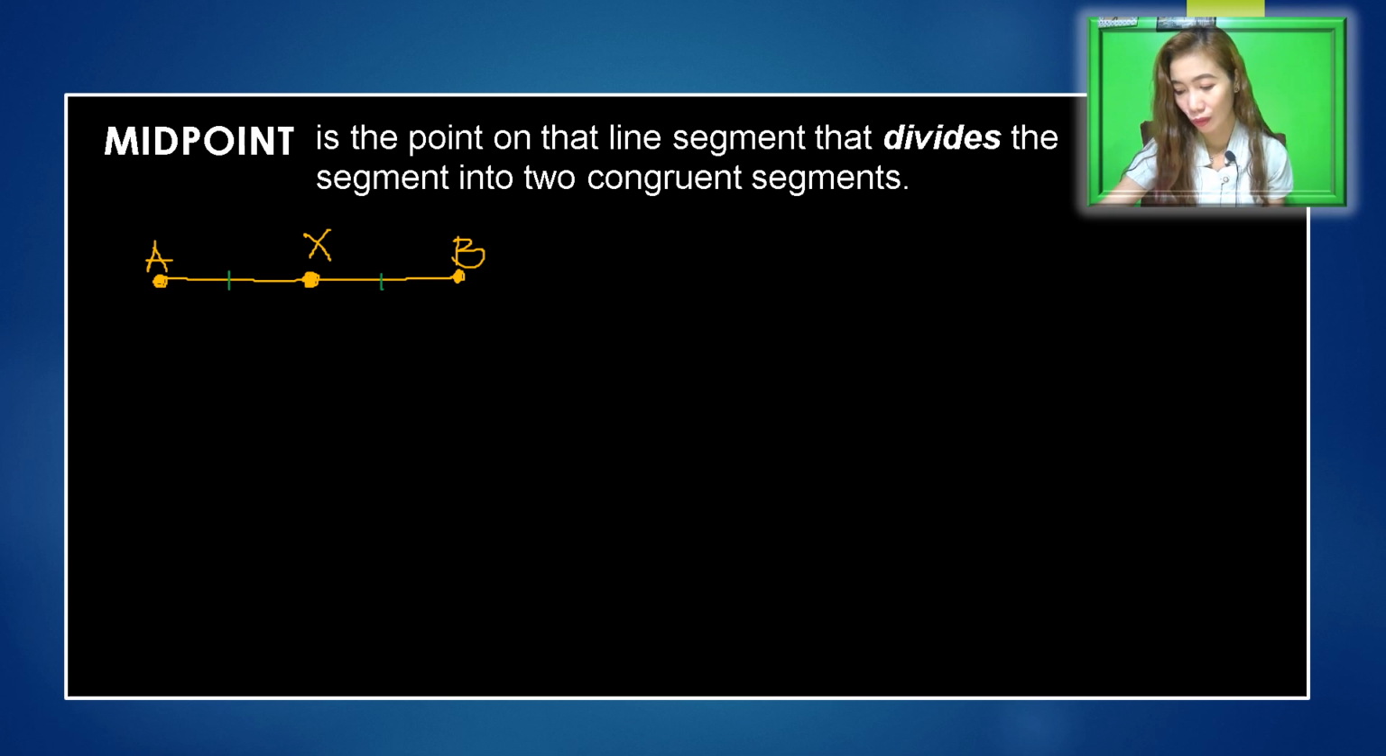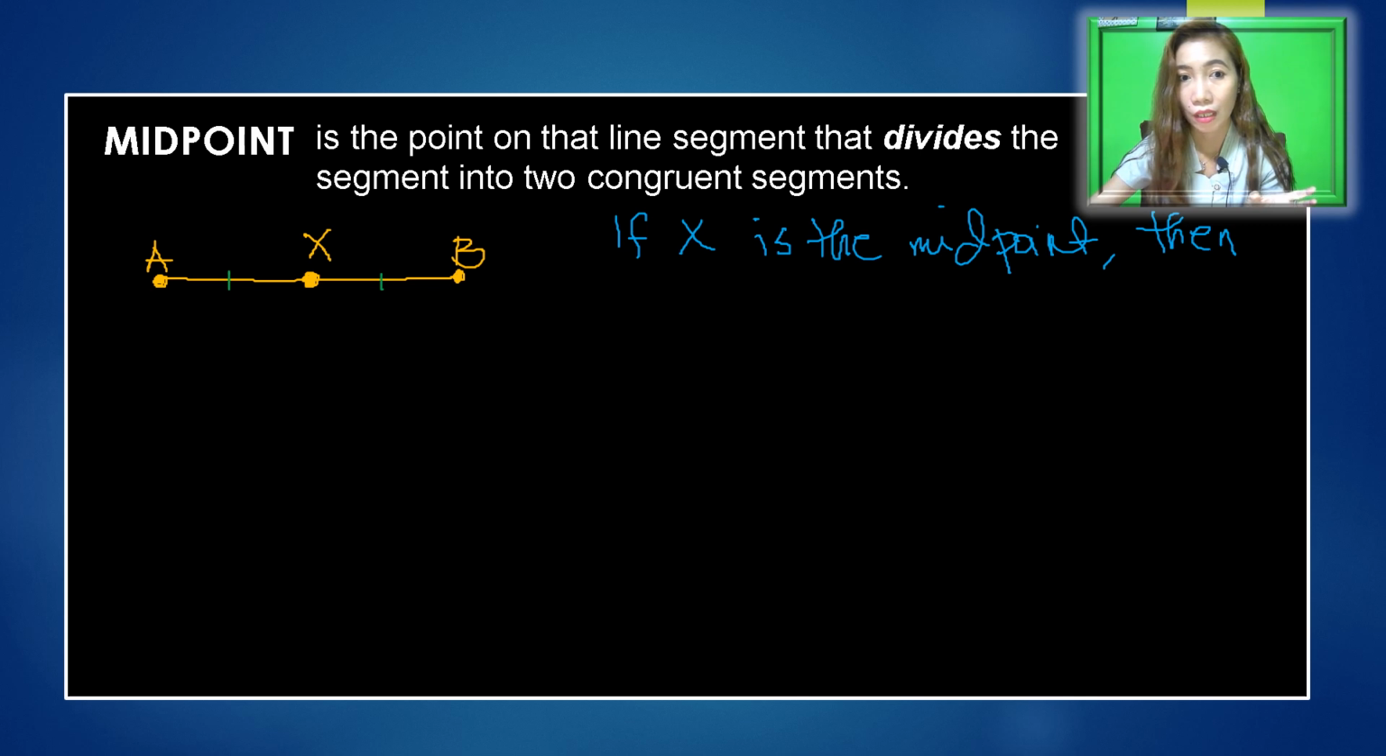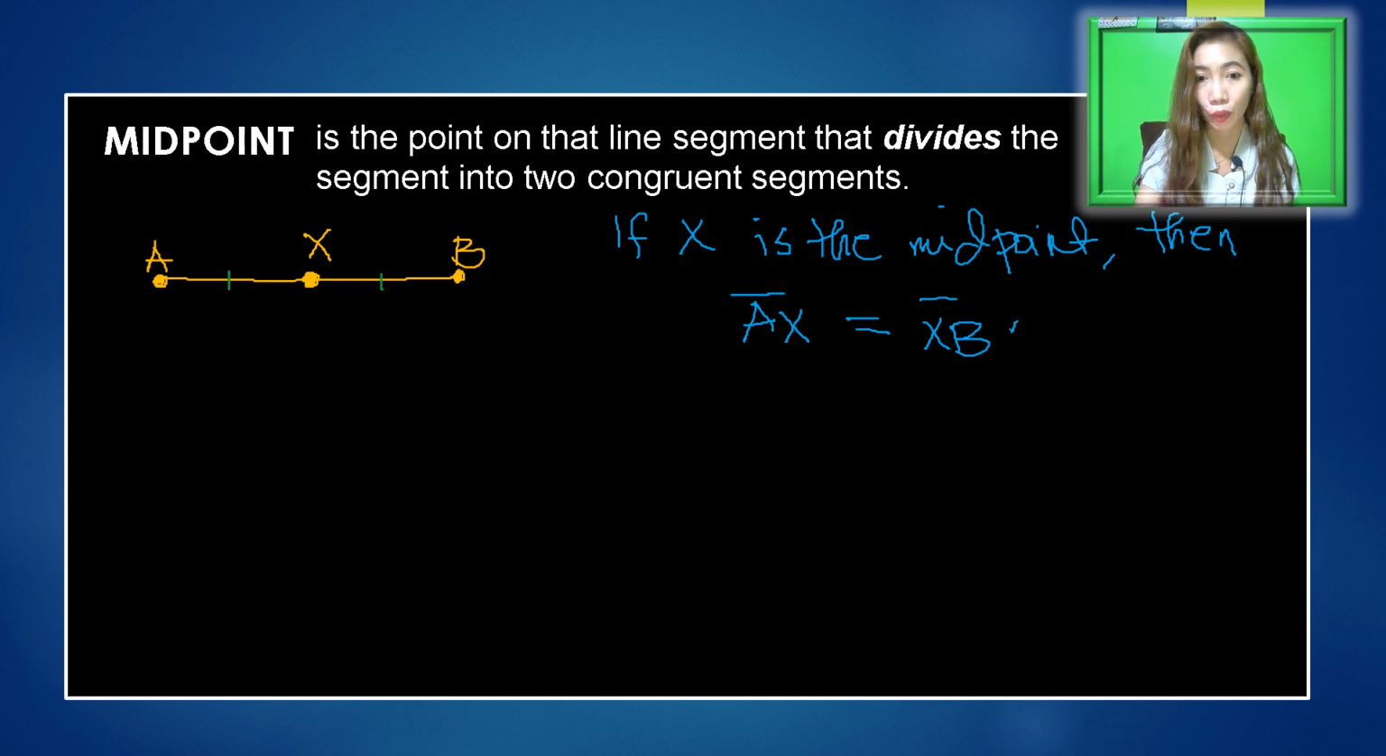So, doon sa sinabi ko, yun na yun. That will be our if-then form. So, it's like, okay, if, ano bang ating midpoint? If point X is the midpoint, then what will happen? So we have two congruent segments. Okay, so segment AX is equal to segment XB. So that's it. So that is a midpoint. Hinahati niya ang segment into two equal parts.